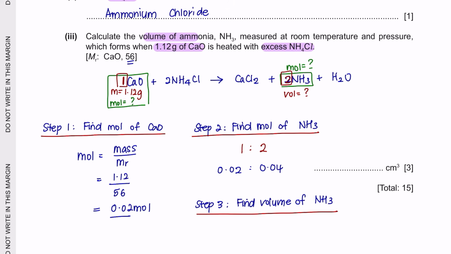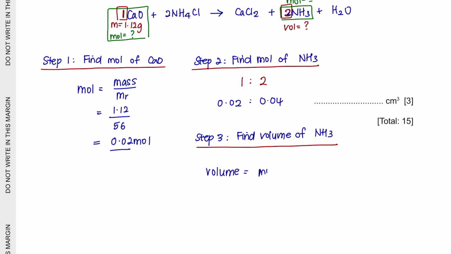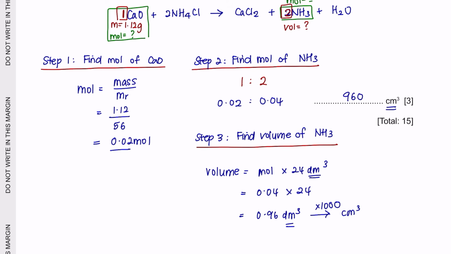And now we can find the volume of ammonia. To get the volume, we'll just multiply the mole by 24 dm cubed, which is 0.96 dm cubed. The question wants you to give your answer in cm cubed. To convert from dm cubed to cm cubed, we're going to multiply by 1000. So the final answer would be 960 centimeters cubed.